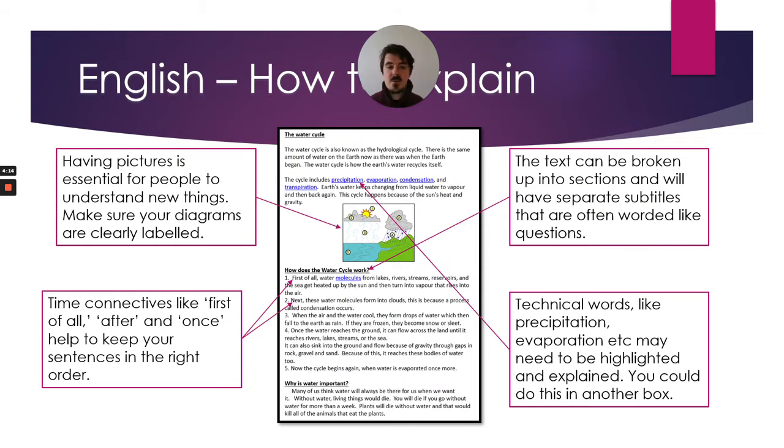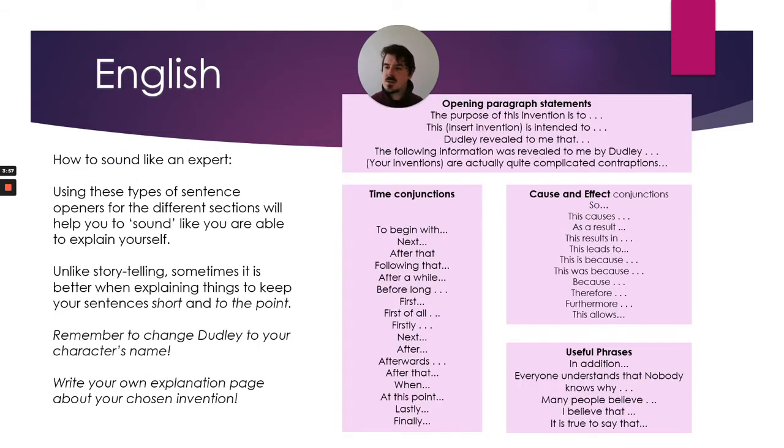Now in English, I've got some example here of a thing that we know a lot about, the water cycle. So this explanation text is laid out and you can see around the edges there I've put some notes to show you how to write a successful explanation text. On the next slide here we have some ways of opening your sentences. So an opening paragraph would be your introduction paragraph, telling the people what this is about.